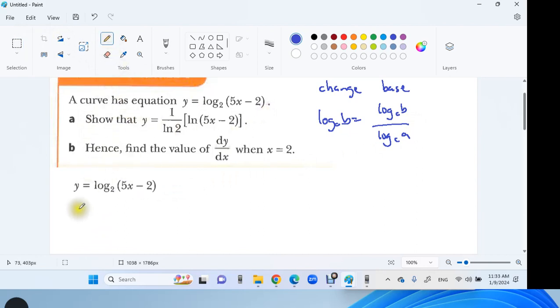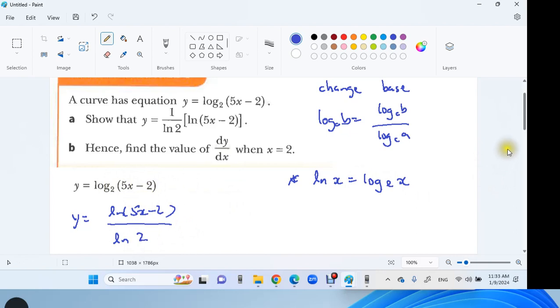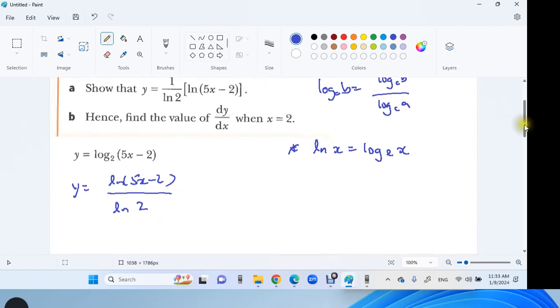Okay, then the y will become ln (5x minus 2) over ln 2. Okay, we need to know that ln x is actually log base e of x. So we have log base e of (5x minus 2) over log base e of 2, that is ln. So we change base here. So after we change the base, then this will become 1 over ln 2 multiplied with ln (5x minus 2). Okay, so sure.